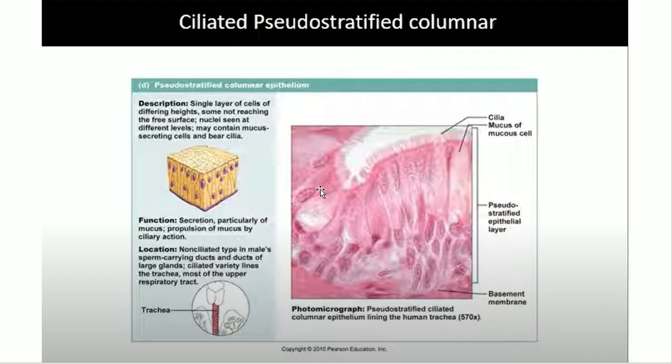Goblet cell. This is a goblet cell right here. So remember I told you it looked a little bit like a champagne glass. So there it is. Boom. Goblet cell. Champagne glass.